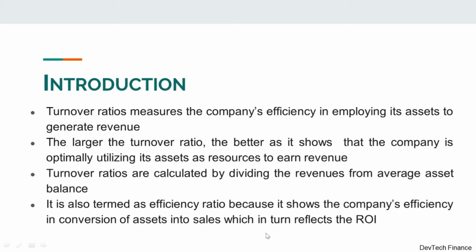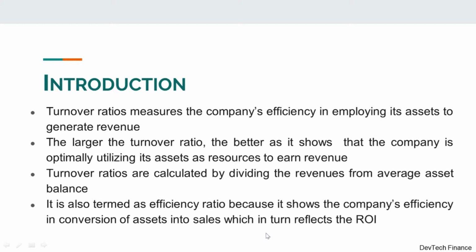The larger the turnover ratio, the better, as it shows the company is optimally utilizing its assets as a resource to earn revenue. So the larger the ratio, the better the picture about the company, because it would show how the company is able to utilize its assets, and thus it is creating more revenue. So how would we get a larger ratio? Only when the sales would be larger, only when the revenues would be more, and thus the larger turnover ratio would indicate a better position of the company.